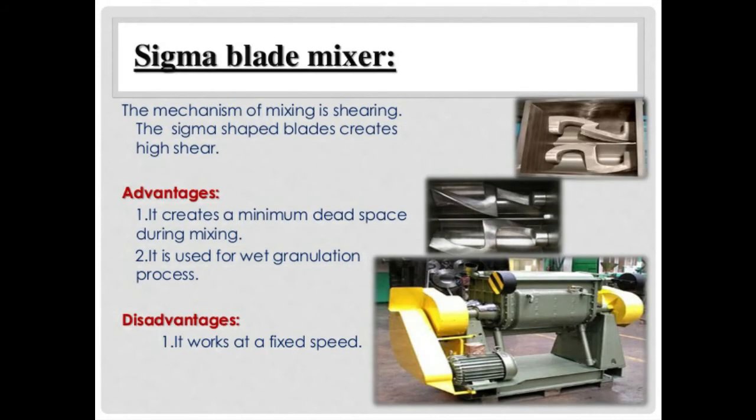Sigma blade mixer. The mechanism of mixing is shearing. The sigma shaped blades create high shear. Advantages are it creates minimum dead space during mixing. It is used for the wet granulation process. Disadvantages are it works at a fixed speed.